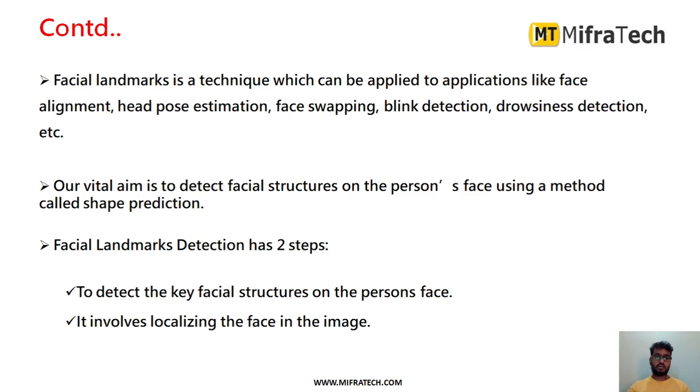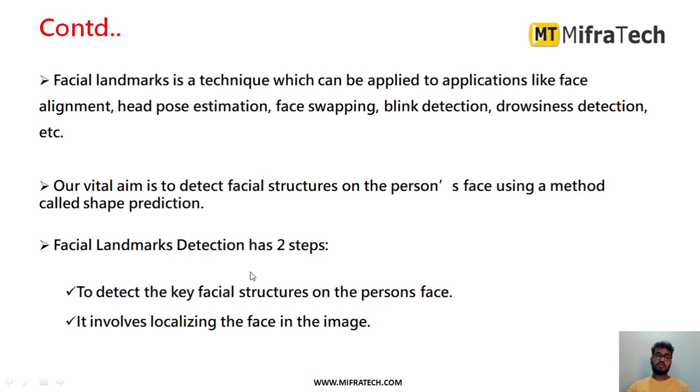One of the main aims is to detect facial structure. From any one person's face, it is going to detect facial structures using Dlib's inbuilt shape predictor module. So using the frontal face detector and shape predictor, these two modules, you are going to detect various facial features from a person's face, and we are going to make use of this in different applications.